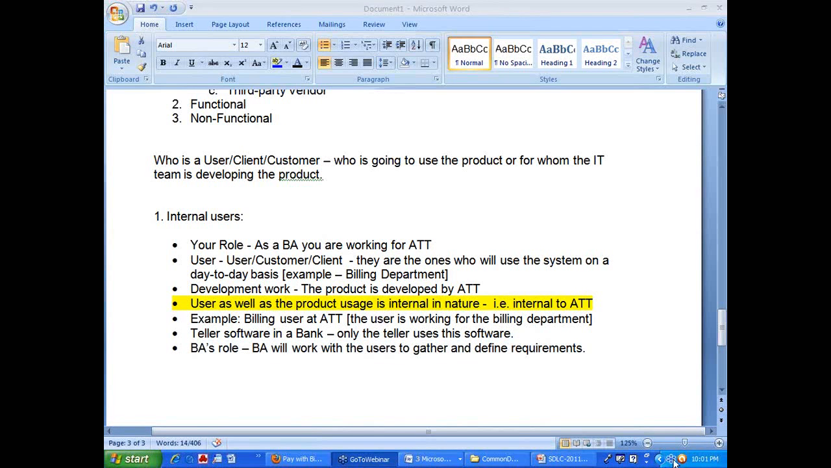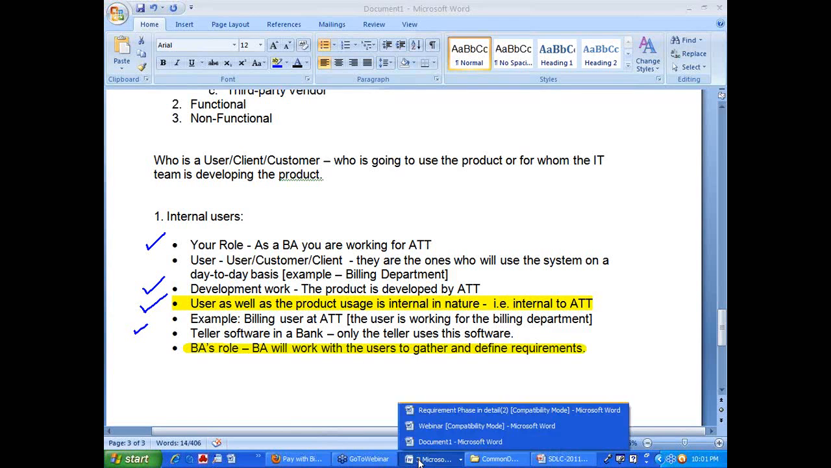So internal users, in summary, if you look at it: you are working as a BA for AT&T. The product is developed by the AT&T internal software team. The users also work for AT&T, and none of us outside people have access to this software. So the BA's role here is to work with the users to gather and define requirements. So this is a very simple thing.